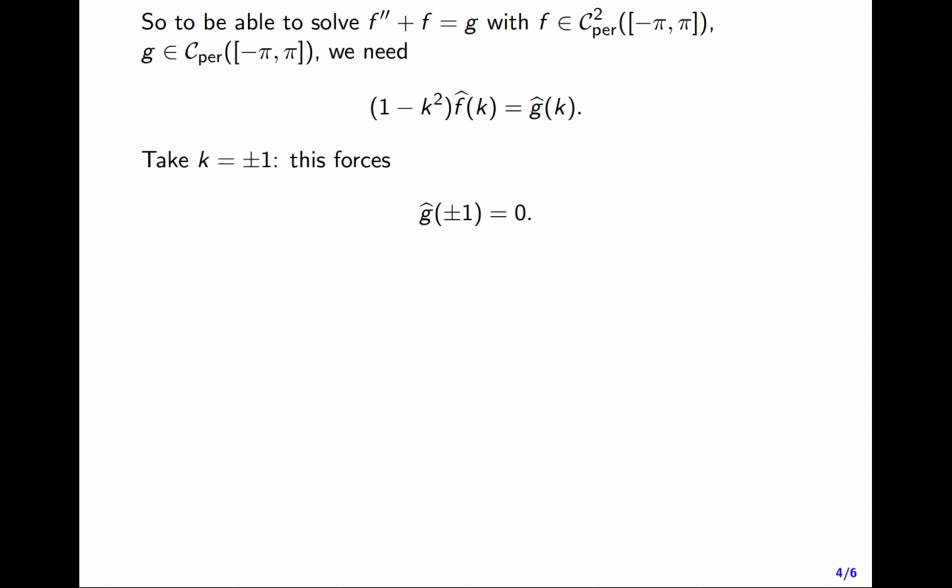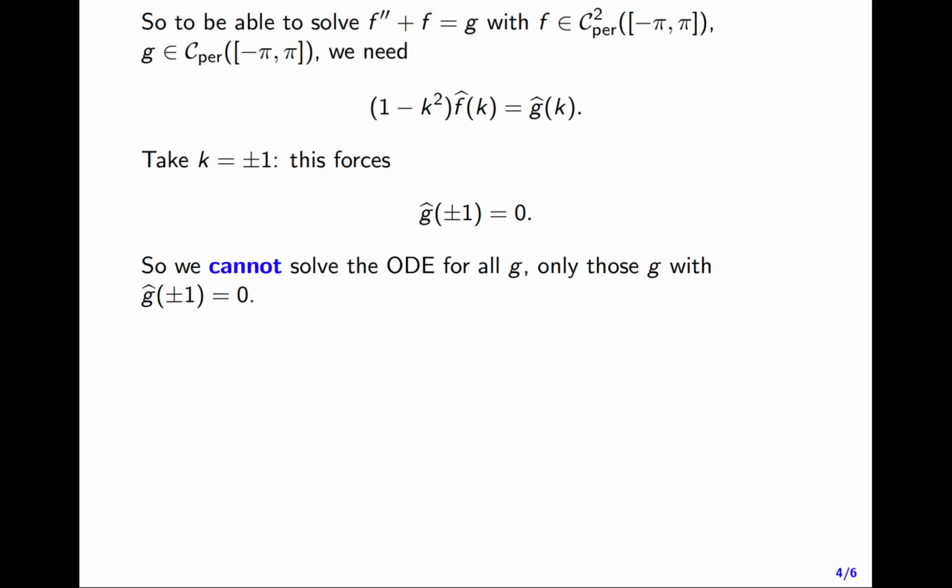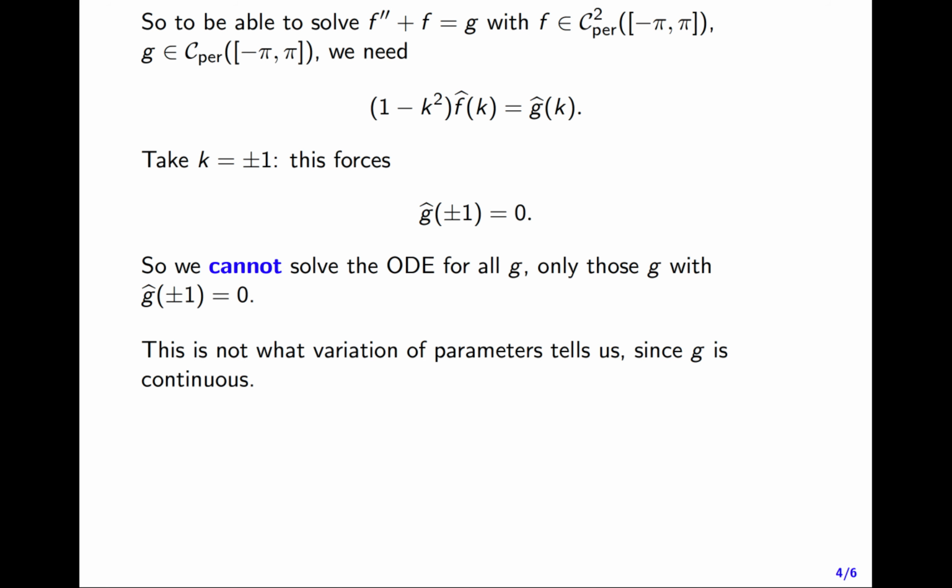So if I'm able to solve the problem f double prime plus f equals g, I must have g hat of plus or minus 1 equals 0. So I cannot solve this ODE for all possible functions g. Only those at minimum with g hat of plus or minus 1 equals 0. This is not what variation of parameters tells us, right? G is a continuous function. It's continuous and 2 pi periodic. So as long as my right-hand side is continuous, variation of parameters says I should be able to solve f double prime plus f equals g.